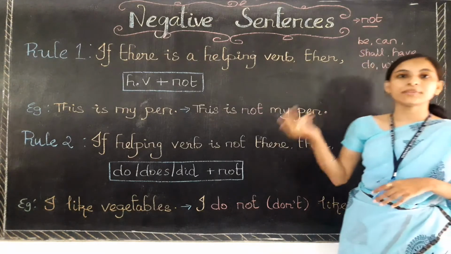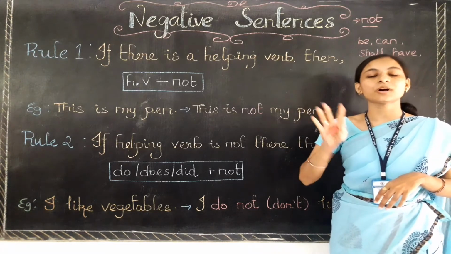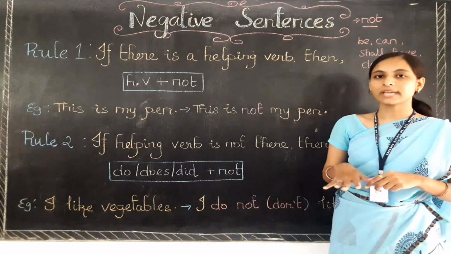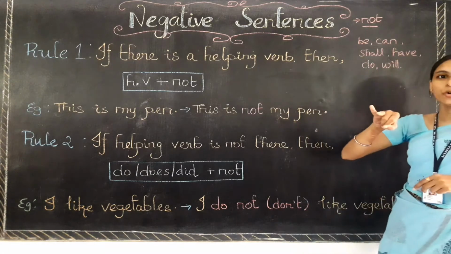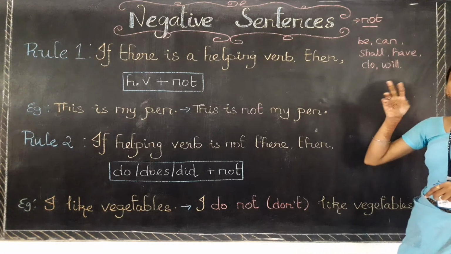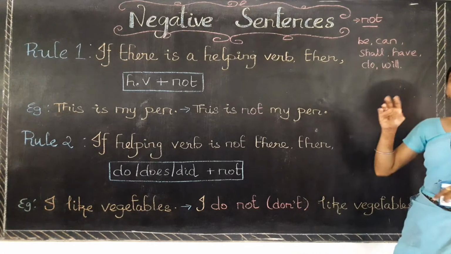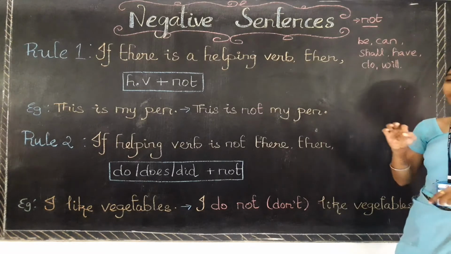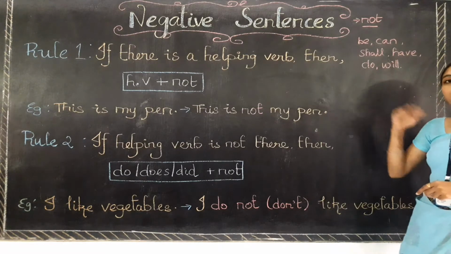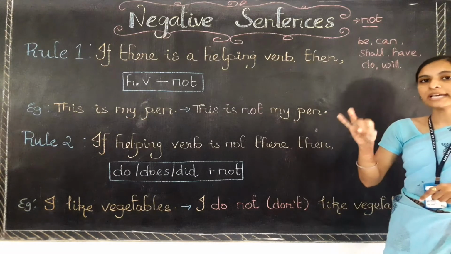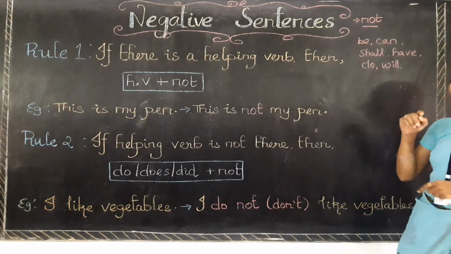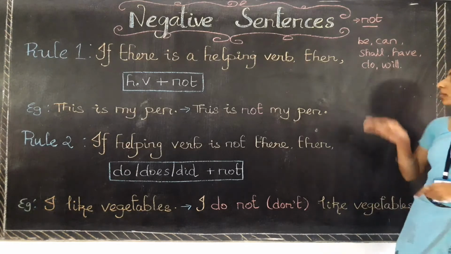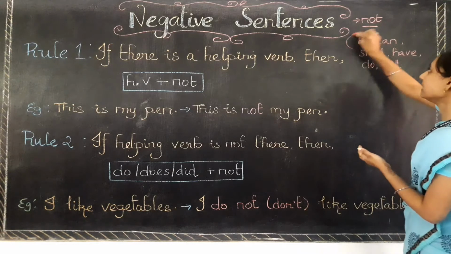Be family means is, am, are, was, were. These 5 verbs are the be family verbs. Okay, and can family will be can or could. Shall family verb will be shall or should. Have family: has, have, had. These 3 refer to have family verb. And what about do? Do family verbs are do, does, did. And what about will? Very good. Will and would are the will family verb. And these are the helping verbs only.